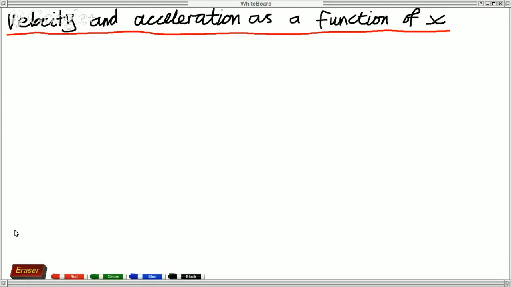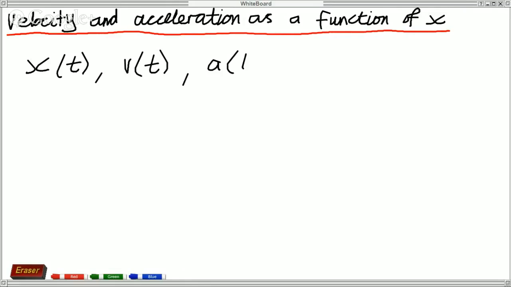Hi everyone, in this lesson we're looking at velocity and acceleration as a function of displacement. So previously we have seen the relationship between the displacement of a particle, called x, as a function of time, and the velocity of a particle, so the speed and direction, and the acceleration of a particle. And now these are all being expressed as a function of time.